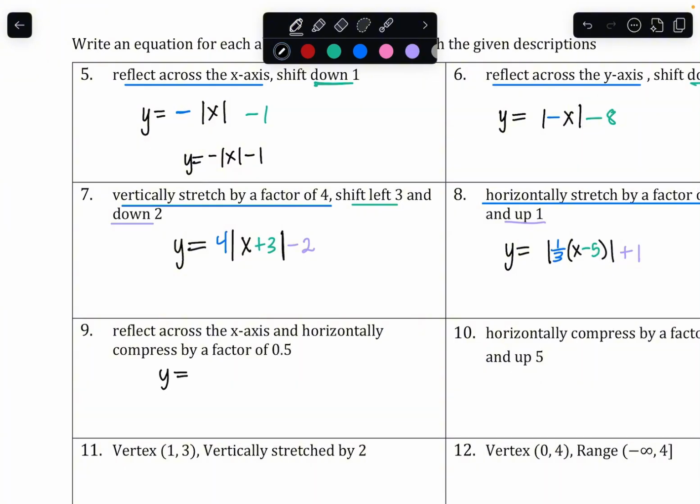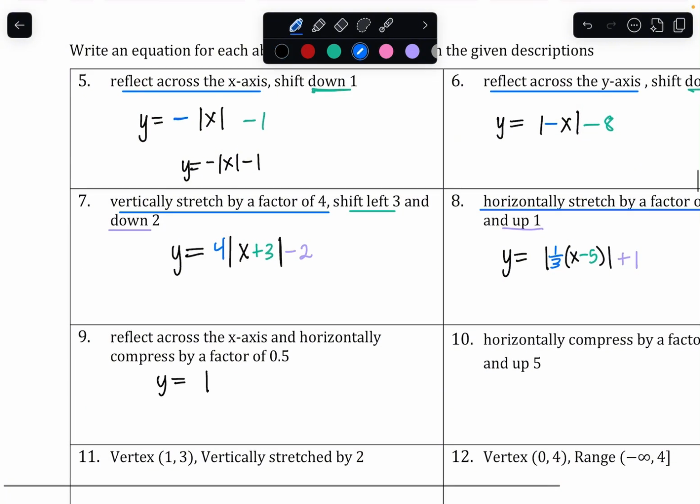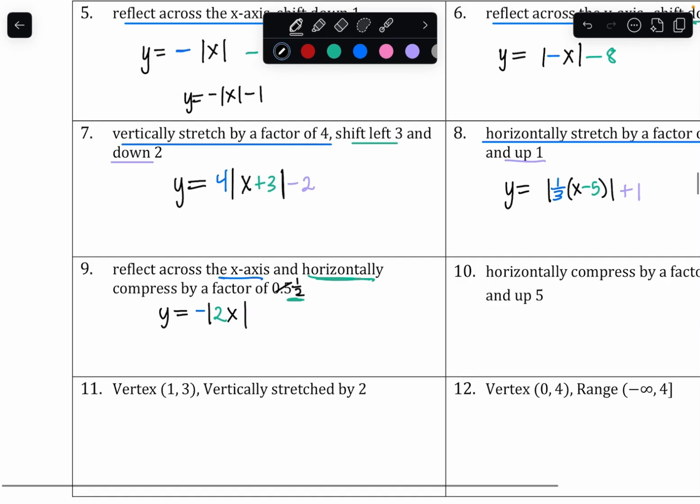Next, we have a reflection across the x-axis. So negative outside, horizontally compressed by a factor of 0.5, which is the same as 1/2. And so that means, since it's horizontal, it's inside and it's opposite. So take the reciprocal and put that factor inside. Since that's all that's happening, we don't need the parentheses. It's only when you have a scale factor and a left or right translation.